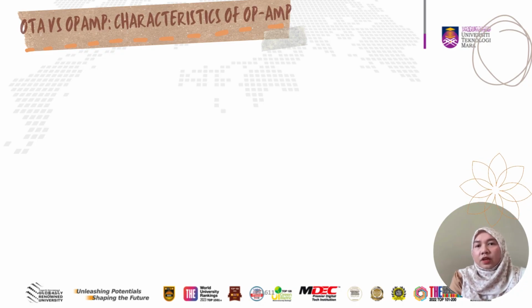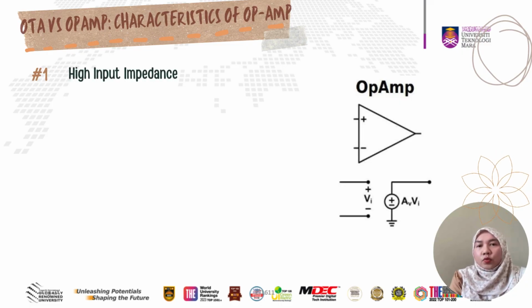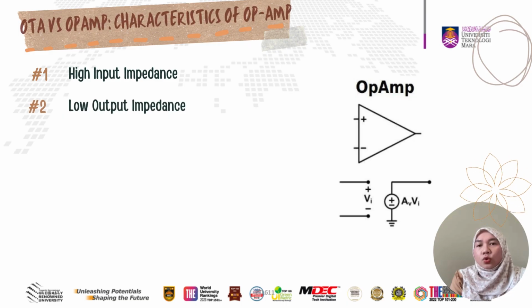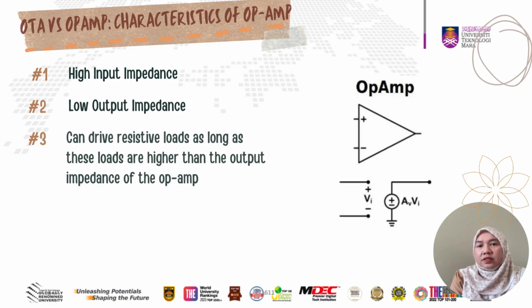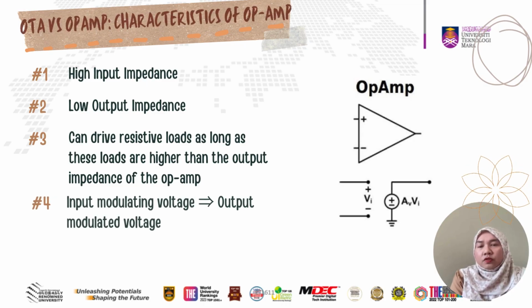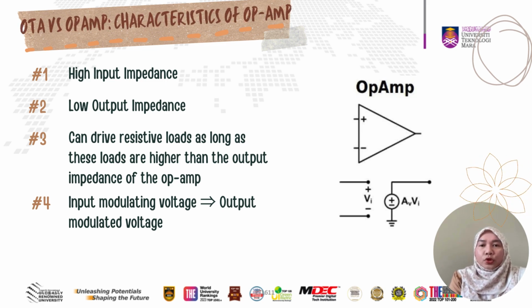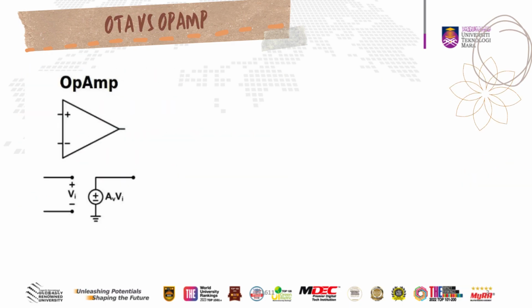Now let's have a look at the characteristic of op-amp. It has high input impedance similar to OTA. However, it has low output impedance. It can drive resistive loads as long as these loads are higher than the output impedance of the op-amp. In terms of modulation, it has input modulating voltage to output modulated voltage, as compared to OTA, which has output modulated current.